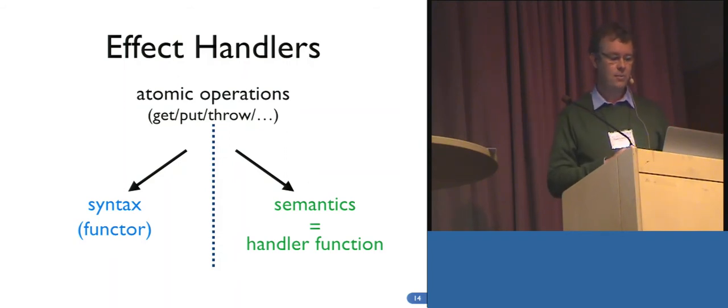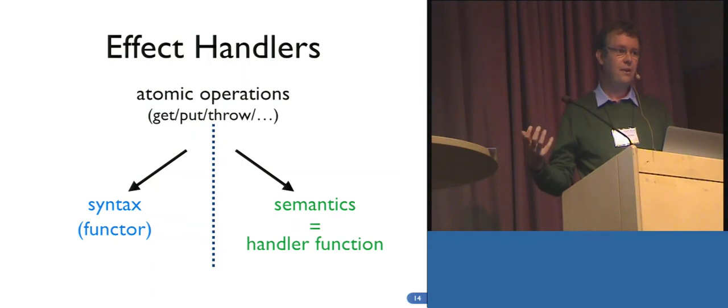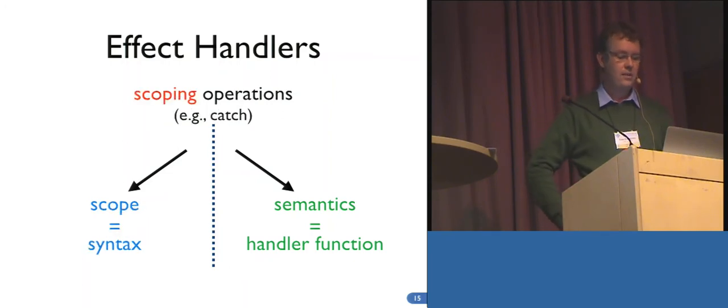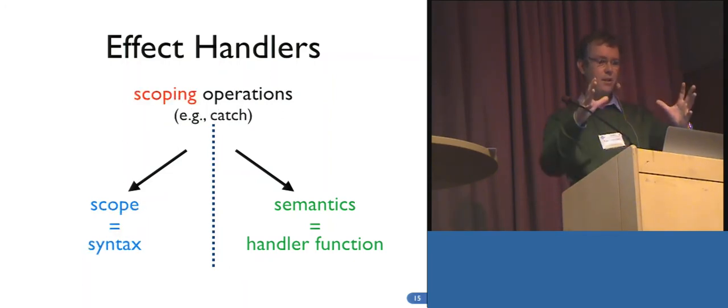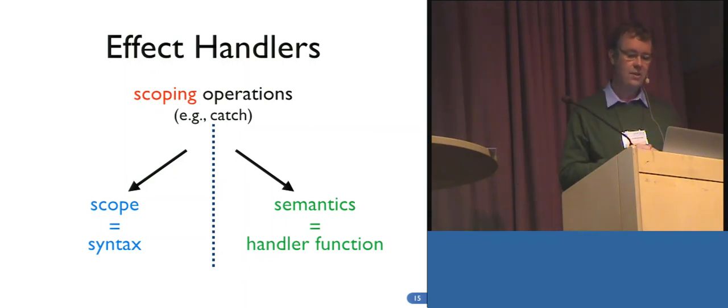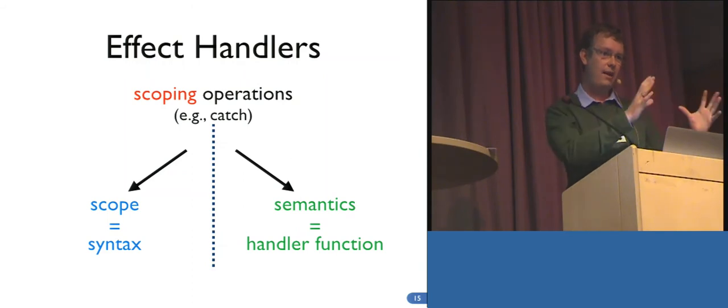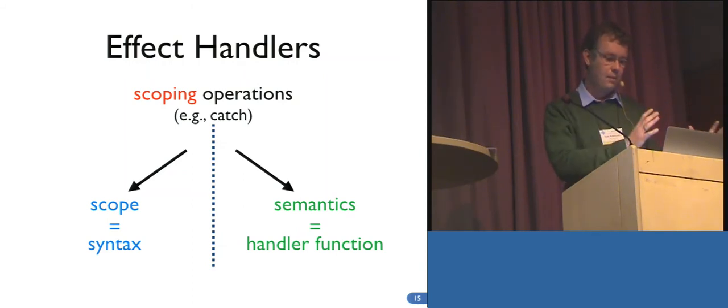The syntactic part is going to be captured in a functor, that's just representing the syntax of the operation, and the semantic part is going to be captured in a function that's going to interpret the syntax and assign some semantics to it. Well, this is different with scoping operations that have a part of the program in a local scope, like catch, because in these operations, well, we might want to do the same thing. We might want to separate the syntax and the semantics in the handler function, and the syntax is going to define the local scope for part of the program.